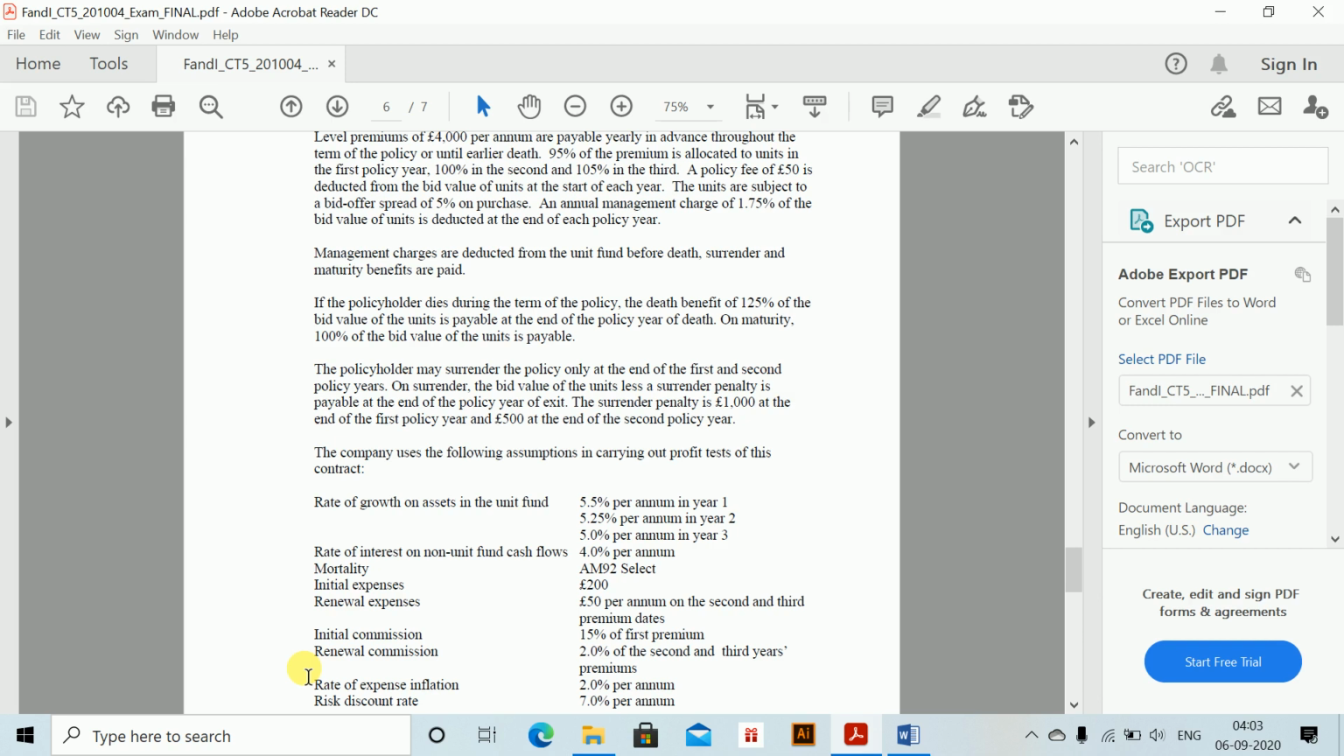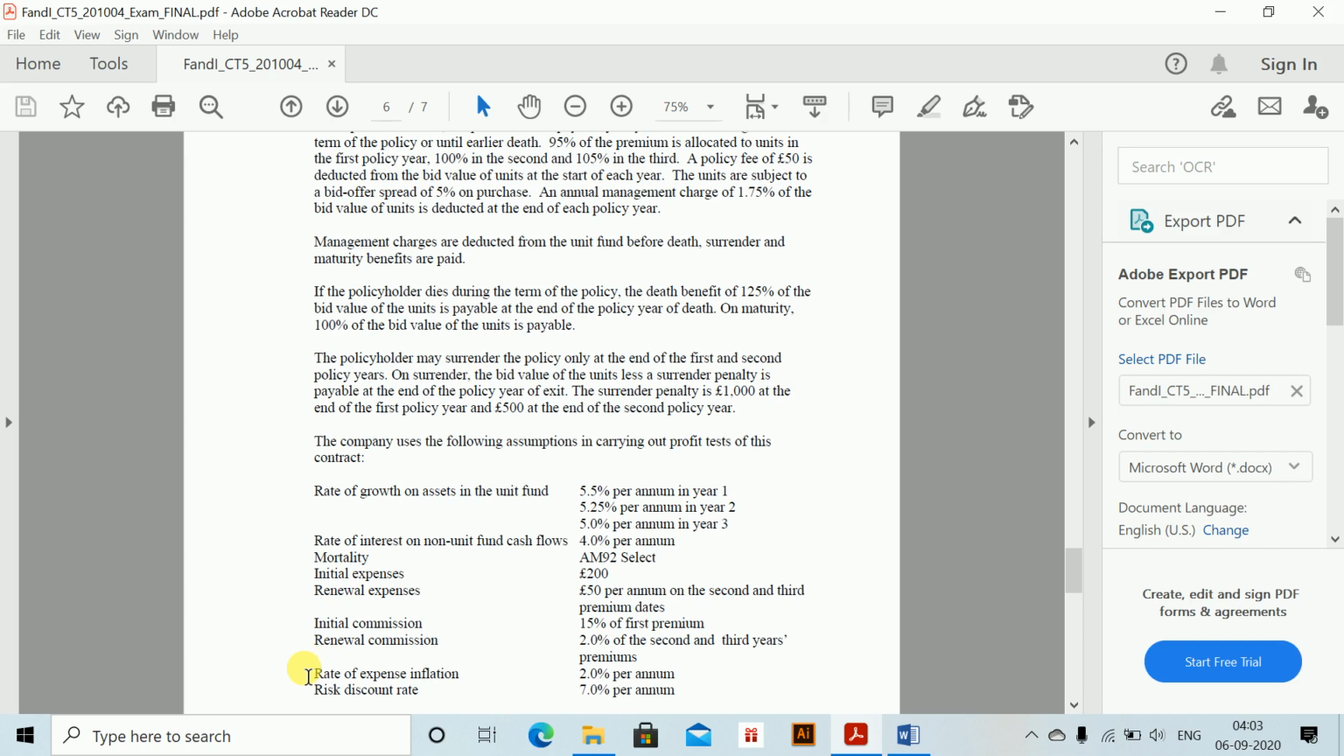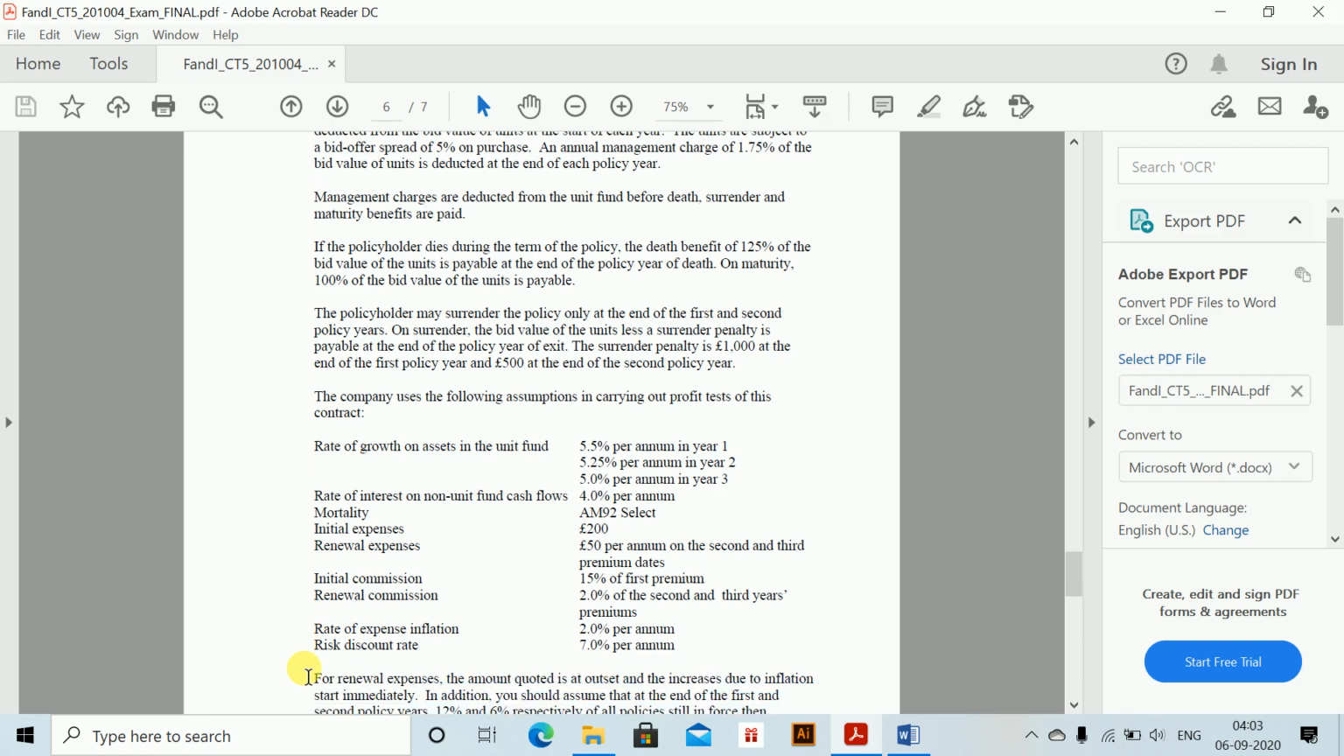The policyholder may surrender the policy only at the end of the first and second years. On surrender, the bid value of the units is less a surrender penalty, payable at the end of the policy year of exit. The surrender penalty is 1,000 at the end of the first policy year and 500 at the end of the second year. Rate of growth in assets is 5.5%, 5.25% and 5.5% in the third year.